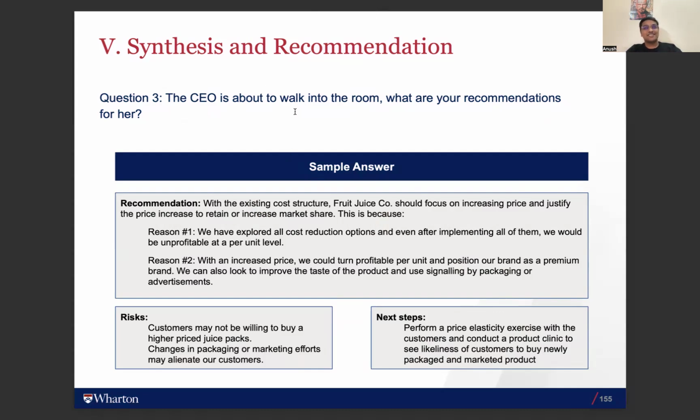Okay, so the final question is the CEO is about to walk into the room. What are your recommendations? Final recommendation is a quick 1 minute pitch. So your recommendation is with the existing cost structure, Fruit Juice Co should focus on increasing price and justify the price increase to retain our market share. Our last resort is to increase price and we will justify it.